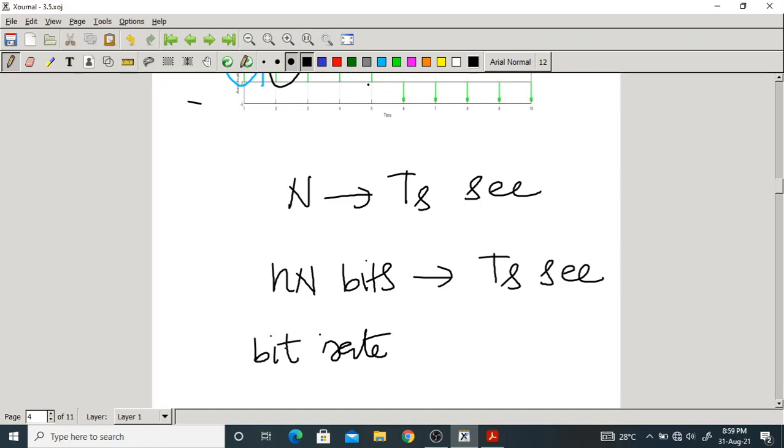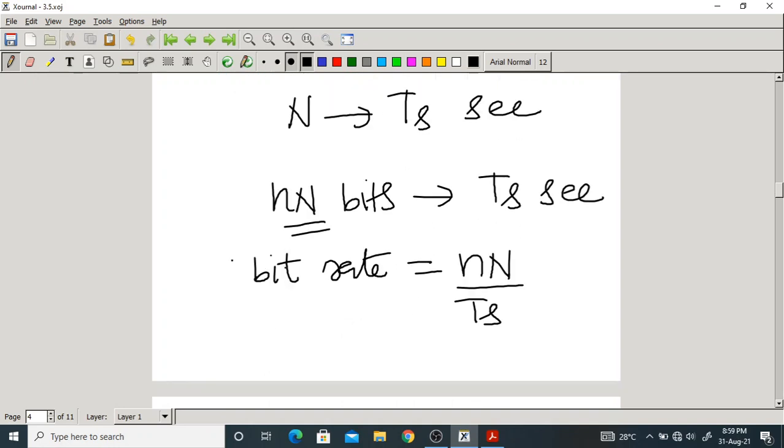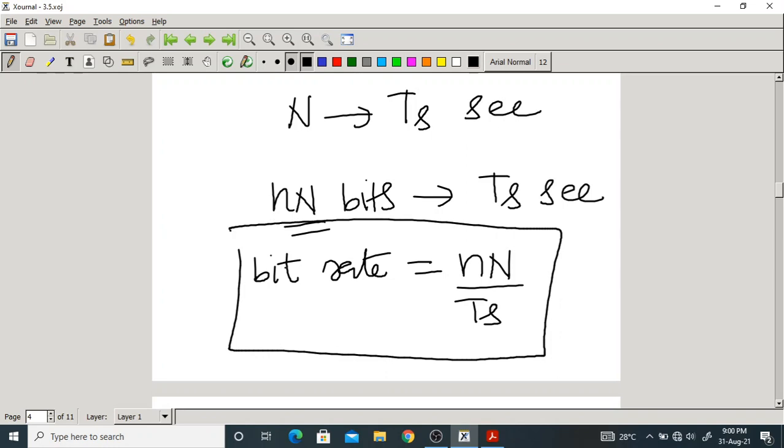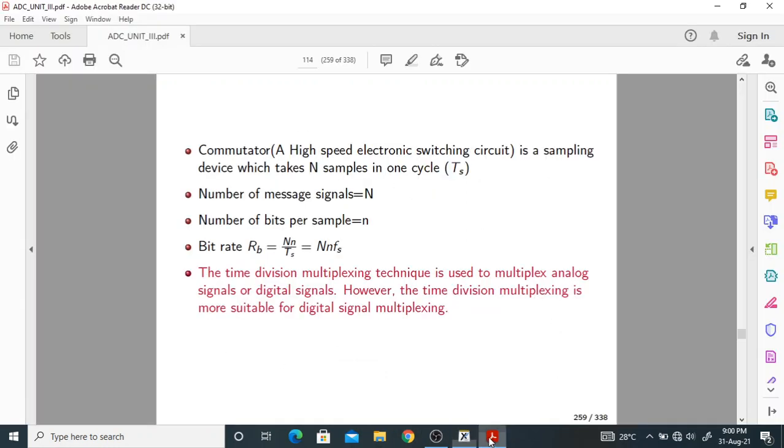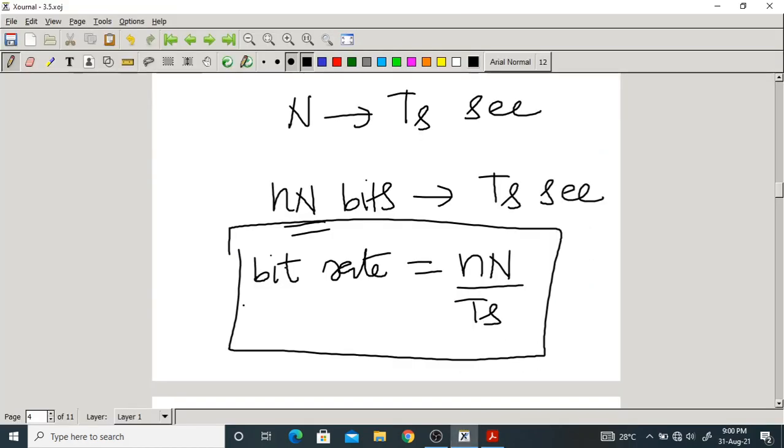What does bit rate mean? The number of bits per unit time. Obviously we are transmitting n into capital N bits over TS seconds. So this is the bit rate, RB, which is n into N by TS. Also, what is 1 by TS? It is Fs. So this can also be written as n into N into Fs.